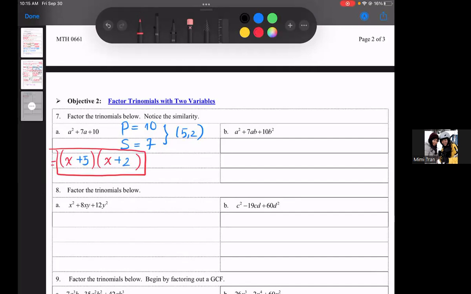What I want to do is ignore the B for now, like it's not there at all. Now you have A squared plus 7A plus 10. You have it over here, right? So all you do is just copy it over. Leave a little space behind 5 and 2, and just copy it over here.